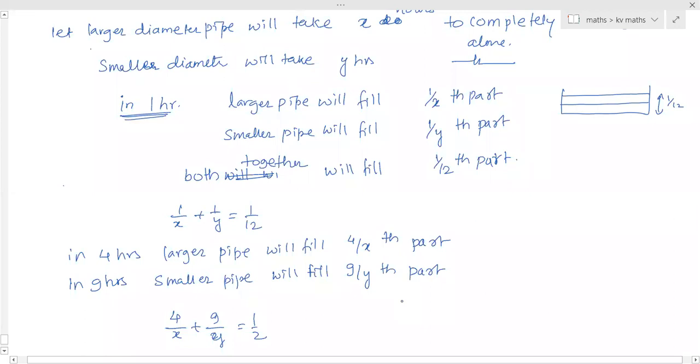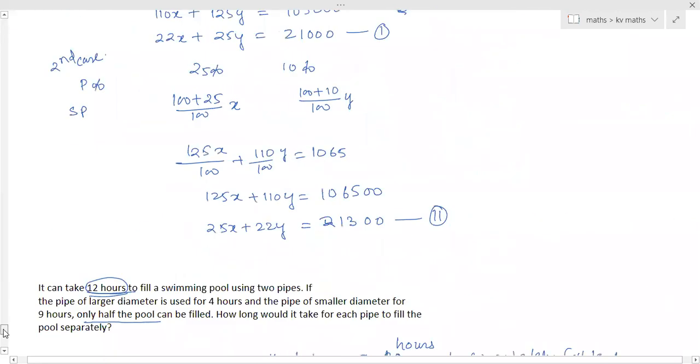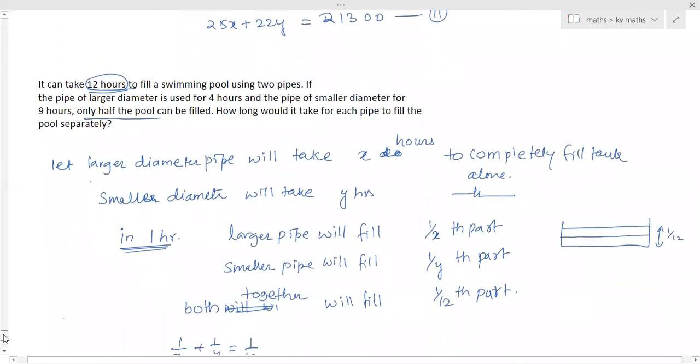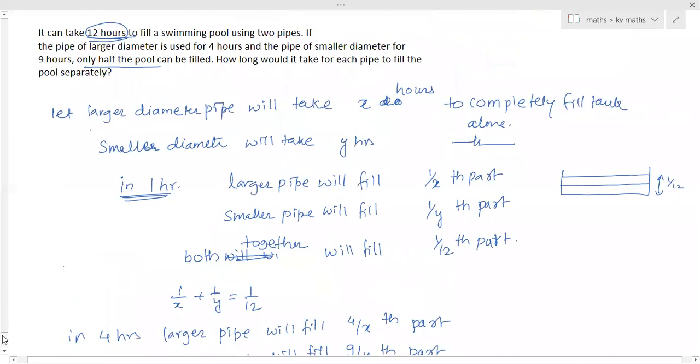Can you solve now further? Yes, ma'am. Okay, write it down. This year, 2020, this question was asked for 4 marks. Some students did not learn it clearly, and most of the students lost marks in this question, because they have done x plus y is equal to 12 as the first equation.